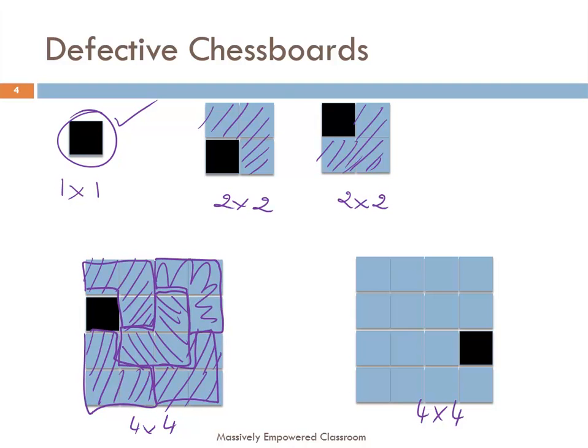So it is possible to cover this 4x4 defective chessboard with 1, 2, 3, 4, 5 L-shaped tiles. That is 5 times 3 is 15 squares and 1 defective square. So totally there are 16 squares. Similarly, for all the defective chessboards, it is always possible to cover them with those triominoes or trominos, the L-shaped tiles.